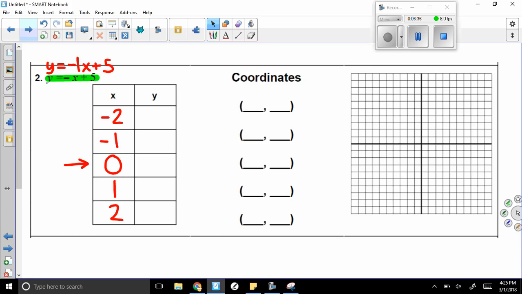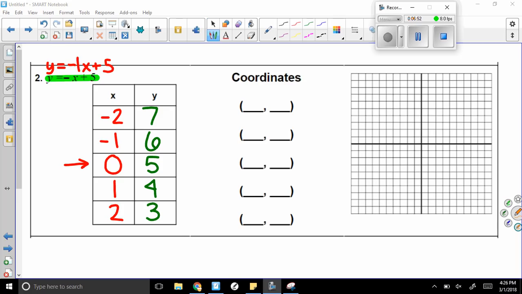So I'm going to pause my video, and I want you guys to go ahead and fill out this table just like we practiced last week. All right, go ahead and check your table with mine. Make sure that you have the correct values. And now we're going to take all of that information and turn it into my ordered pairs or my coordinates. So remember, x comes first and then y. So my first coordinate is negative 2, 7. Then I've got negative 1, 6. 0, 5, 1, 4, and 2, 3.